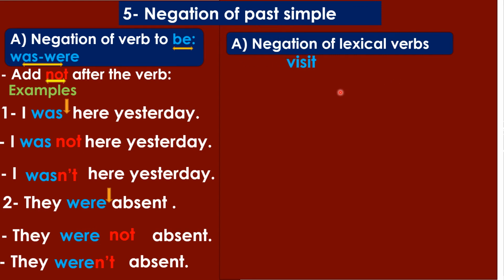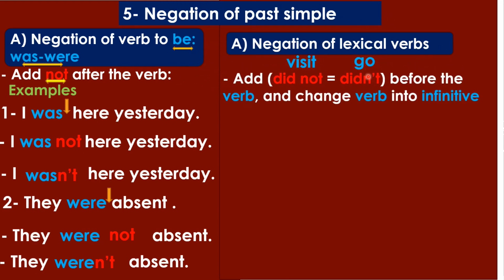Okay, now let's move to the negation of the lexical verbs. And by lexical verbs, we mean verbs like visit and go. دي طبعا الأفعال اللي هي لها معنى. هنشوف هننفي الأفعال اللي لها معنى زي visit. And by the way, visit is a regular verb and go is an irregular verb. طبعا visit فعل قياسي, go فعل غير قياسي, and we talked about this before. Okay, so let's have a look at what is going to happen. إيه اللي هيحصل؟ Add did not or didn't before the verb, and change the verb into infinitive. احنا نعمل ايه؟ هنضيف did not او didn't, هنحطهم قبل الفعل, ونحول الفعل للانفينيتيف اللي هو التصريف الاول بدون اي زياده.